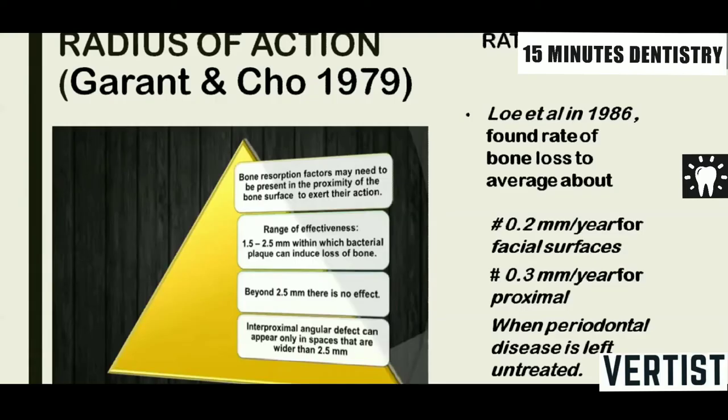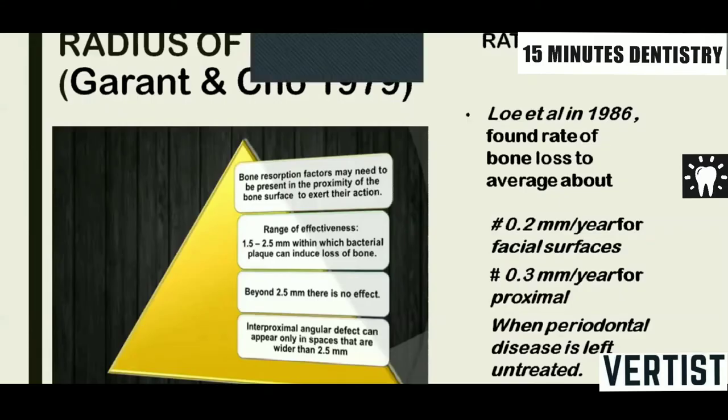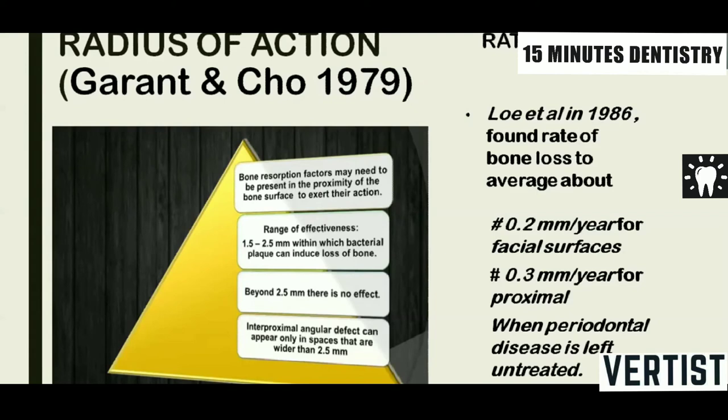That is why between the mandibular anteriors, the interdental crest between the two incisors is very thin. So if plaque is present in the vicinity of 1.5 to 2.5 mm, it is going to cause complete destruction of the crest, which will result in a horizontal type of bone loss. So that is why many times in the mandibular anteriors you see a horizontal type of bone loss, because the bone resorbing factors are very close to the crest of the bone and the crest is very thin, and that is why interproximal angular defects are not seen, and it causes horizontal type of bone loss in the anterior.